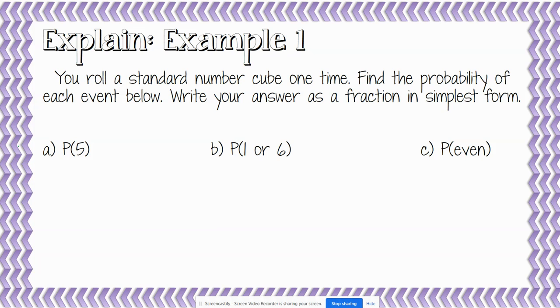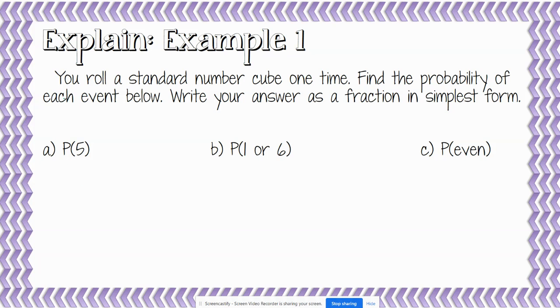Let's look at some examples. Example 1 says you roll a standard number cube one time. We want to find the probability of each event and we want to write our answer as a fraction in simplest form. So part A says the probability of a 5.